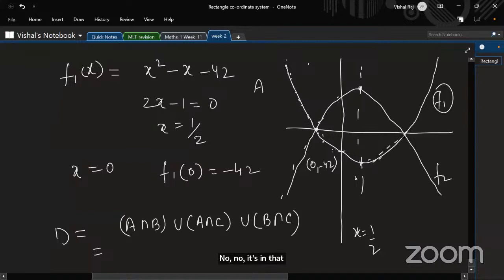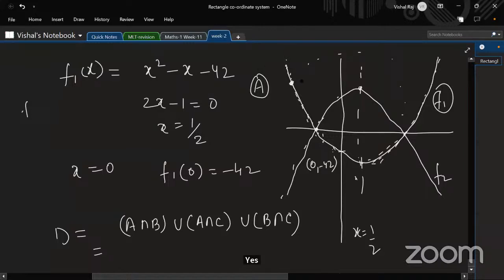But all these points only, not inside or outside. If it had said lying inside or outside, then A would have been all the points inside this curve. But here it says A is all the points lying on F1, lying on that quadratic equation. So these are all the points on it.